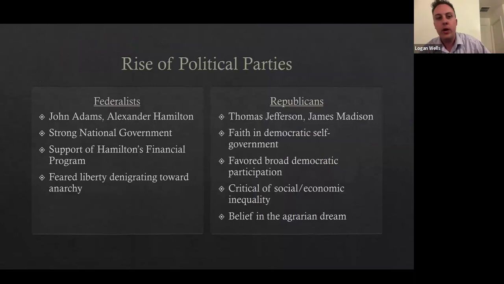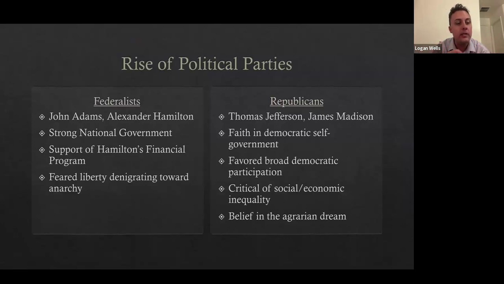Now, as I said before, you do have the rise of political parties at this time, right? So what's the difference between the Federalists and the Republicans? Basically this: the Federalists, you have John Adams, Alexander Hamilton, the two major leaders of this party. They favor a strong national government, right? They support Hamilton's financial program, and they feared liberty degenerating toward anarchy. They wanted a little bit more order, a little less democracy, if you will. A little too much democracy led to anarchy.